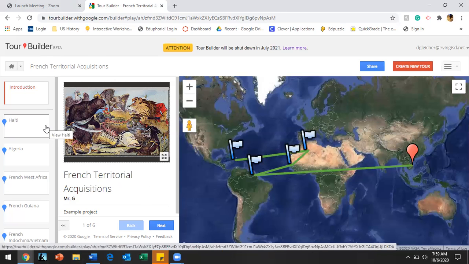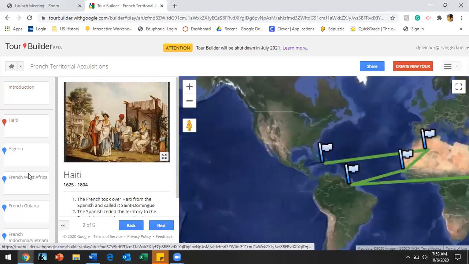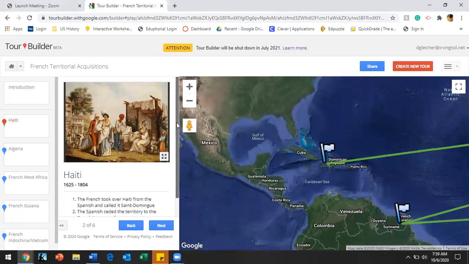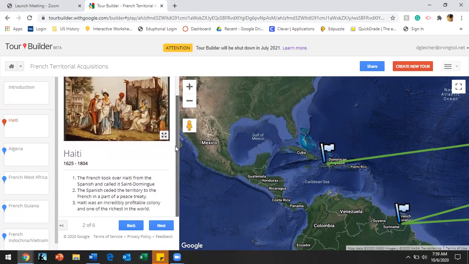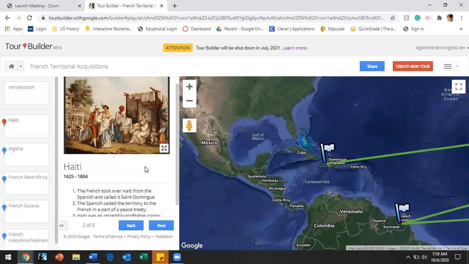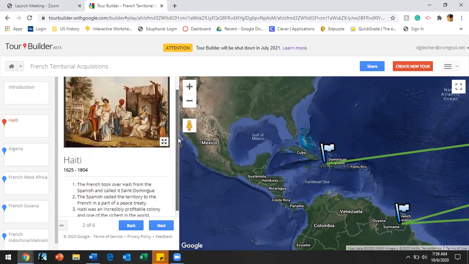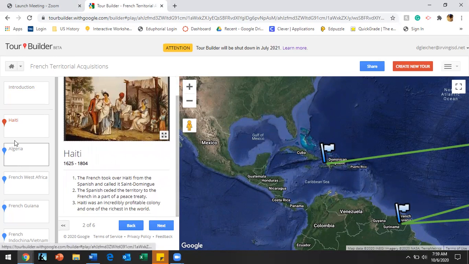Okay, but guys, what you're going to be doing is placing pins at different places around the world. So what I'm looking for on here is a picture of the location. So I have a picture representing French control over Haiti. Then I have the date when they took it over. The French took over Haiti in 1625, and they held on to it until 1804.